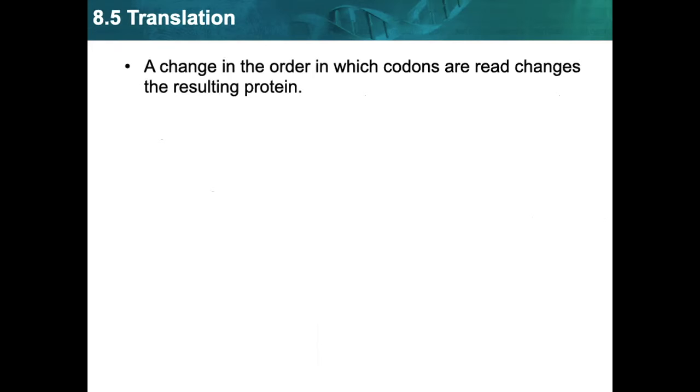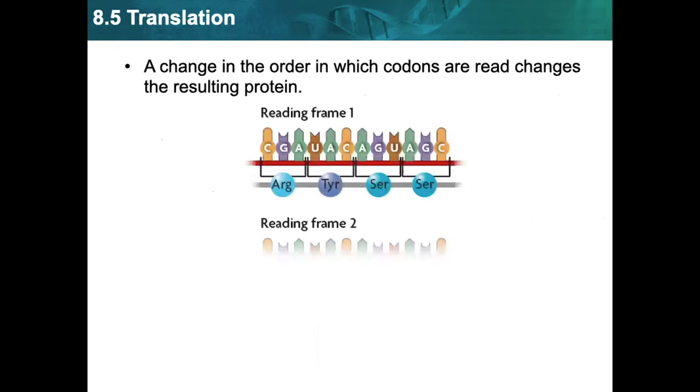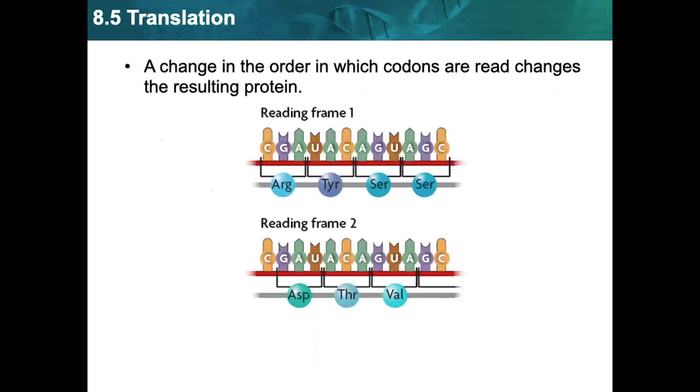A change in the order in which codons are read changes the protein. So for the first one, it starts with C and it reads it as CGA, which gives you arginine, and then UAC, tyrosine, AGU, serine, and so on. But if you start with G right here, you get GAU, aspartic acid, and it's going to be totally different amino acids. So based on where you start, you're going to get very different codes, very different proteins.